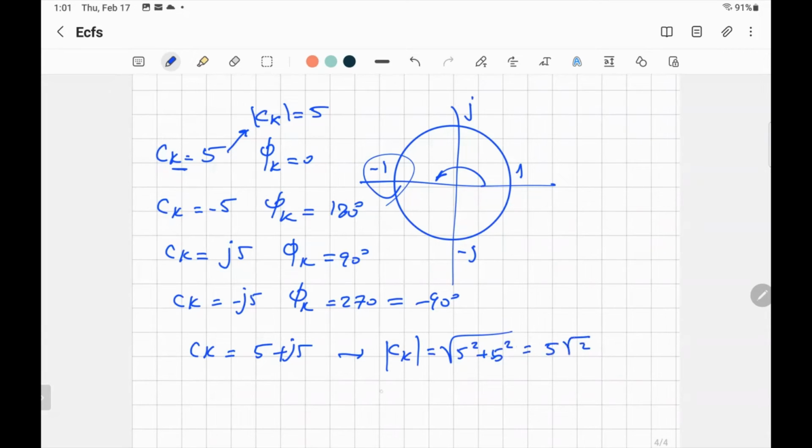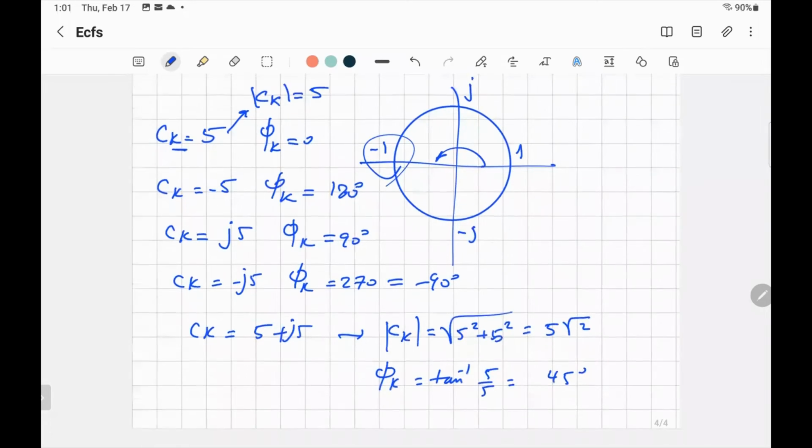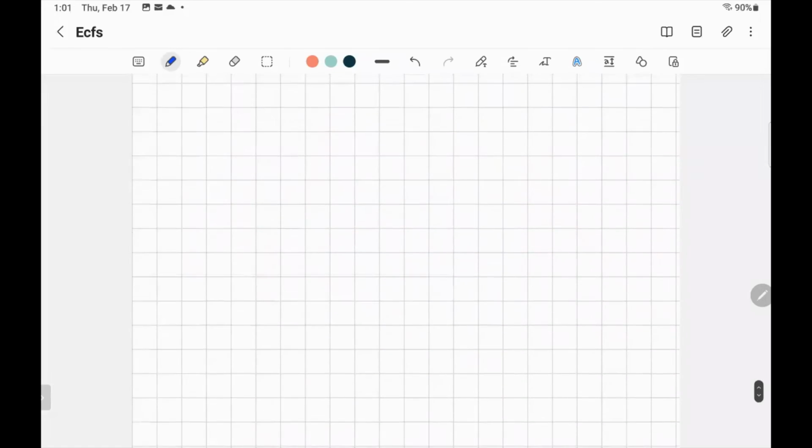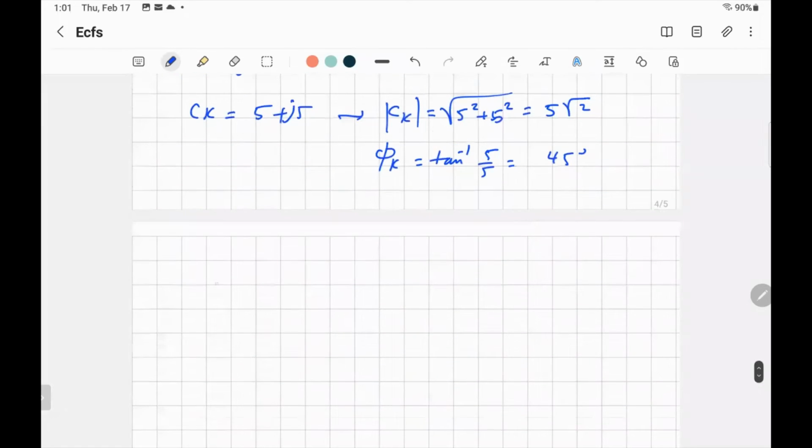What about the angle? Tan inverse, the imaginary over the real, and you get 45 degrees. And then you can continue. What about if you have something like that? CK equal to negative 5 over 5 plus j5.